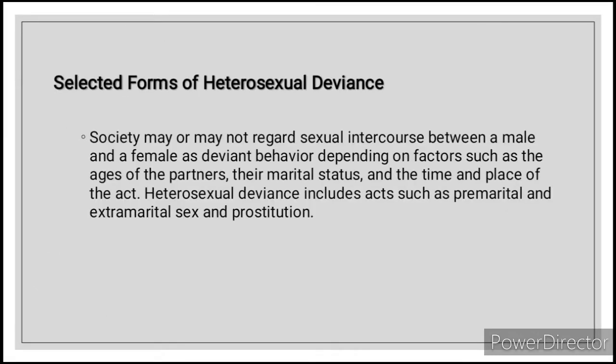For this week's lesson, let's talk about selected forms of heterosexual deviance. Clearly, the meaning of sexual deviance varies in different situations. Society nowadays, or even before, may or may not regard sexual intercourse between a male and a female as deviant behavior, depending on factors such as the ages of the partners, their marital status, and the time and place of the act. Heterosexual deviance includes acts such as premarital and extramarital sex and prostitution. It simply means that the strength of one observer's perception of sexual deviance in a given act depends on the strength of the norm governing that behavior.